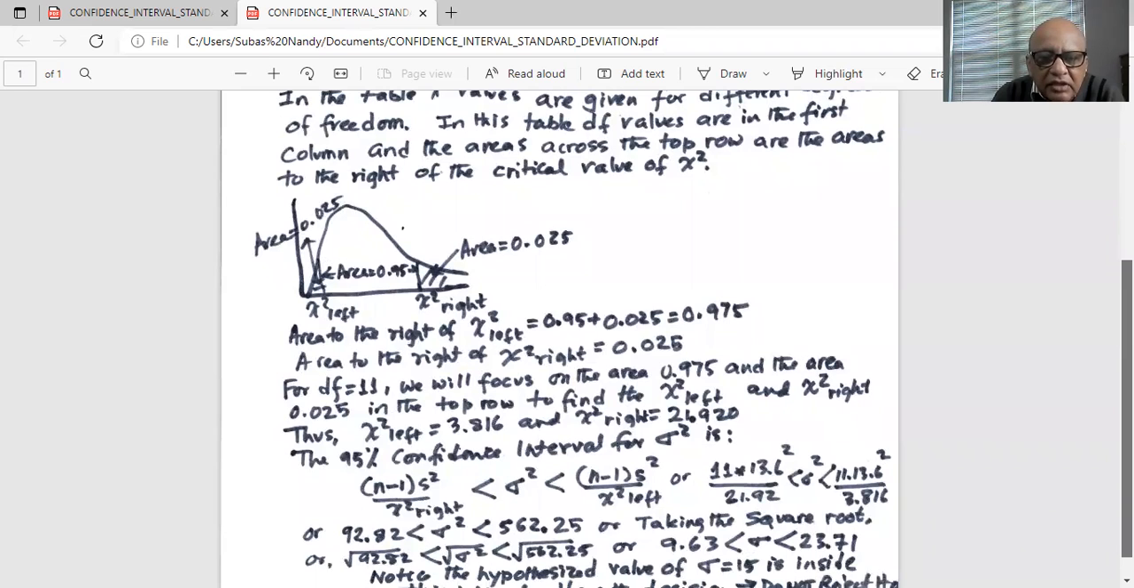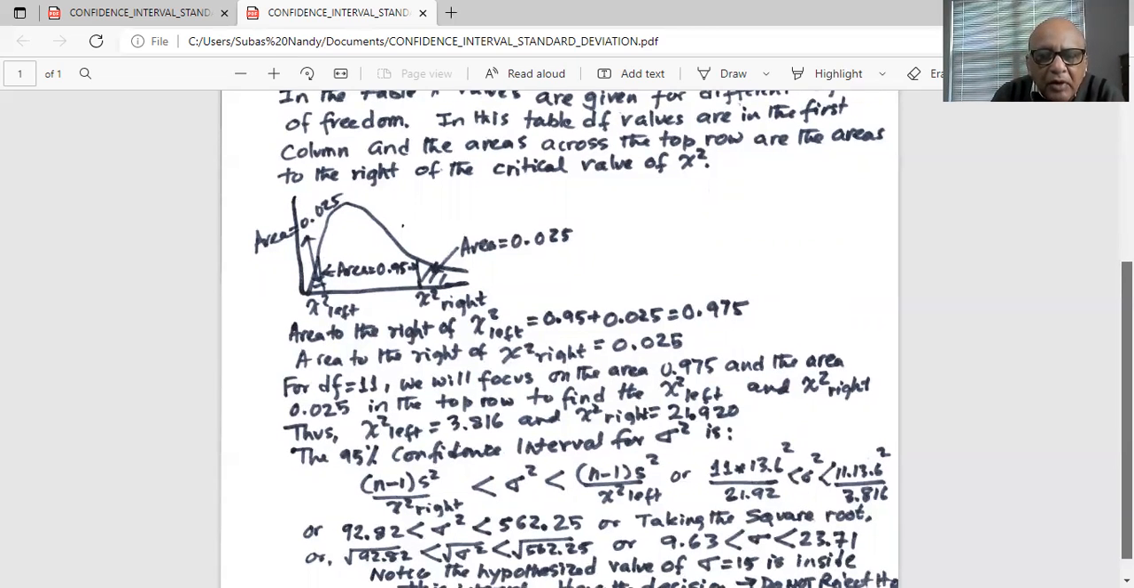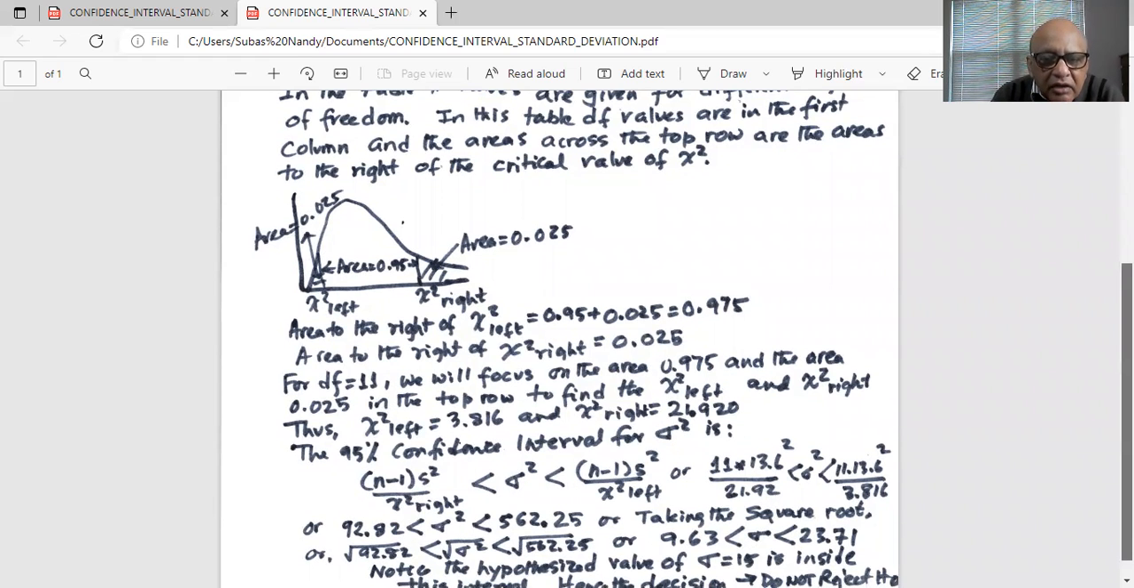So in our case, degrees of freedom is 11 multiplied by standard deviation squared, 13.6 squared, divided by chi-square right, 21.92. That is the lower boundary of the confidence interval for sigma squared. And the upper boundary for the confidence interval for sigma squared is 11 multiplied by sample variance, which is 13.6 squared, divided by chi-square left, which is 3.816.